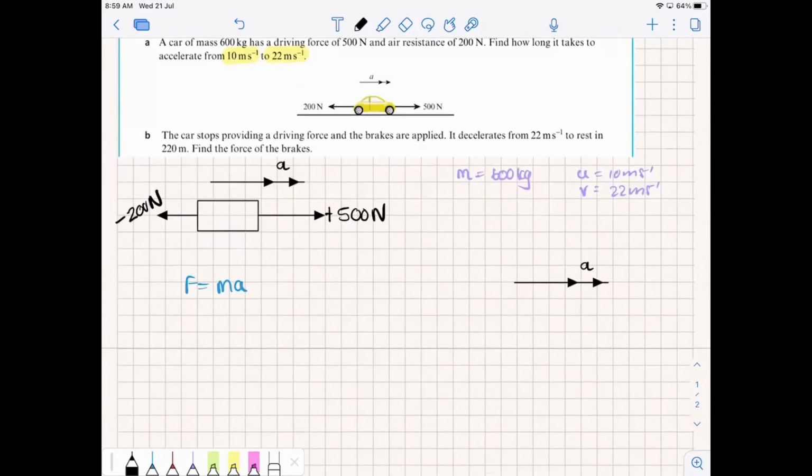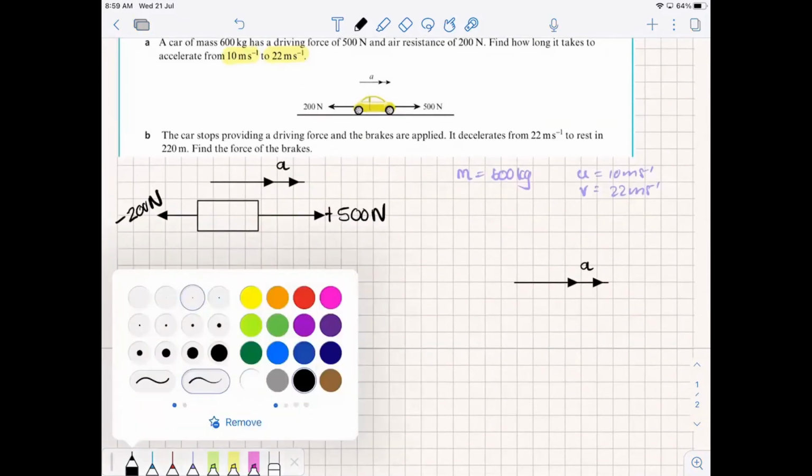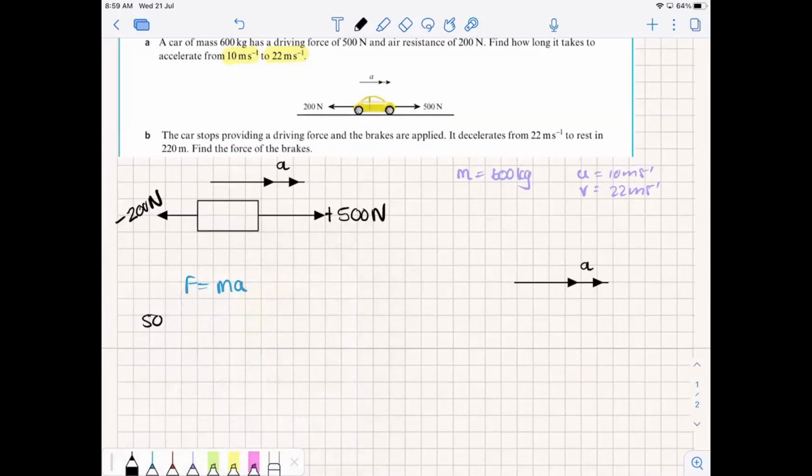So my net resultant force is going to be this combination of forces. We have 500 minus 200 equal to the mass of the car, which is 600, times the acceleration. The acceleration is the variable we are trying to solve. This is going to give me an acceleration of 0.5 meters per second squared.